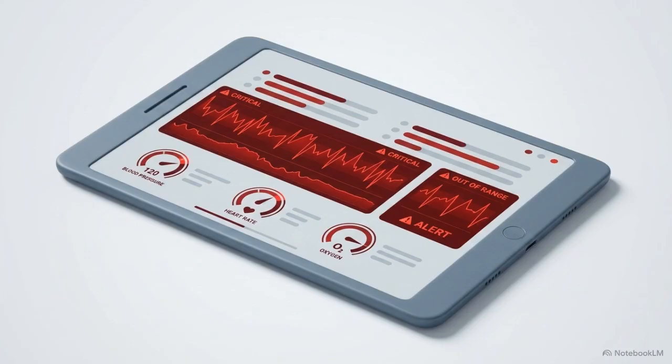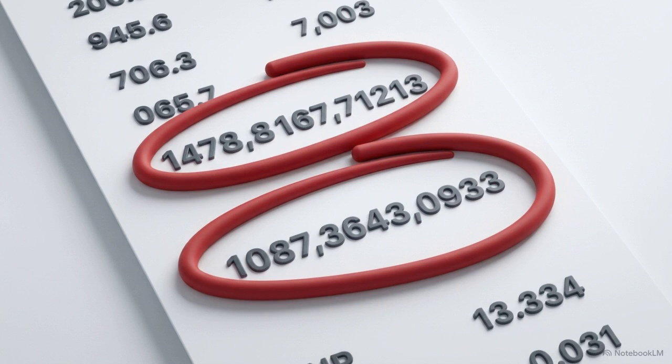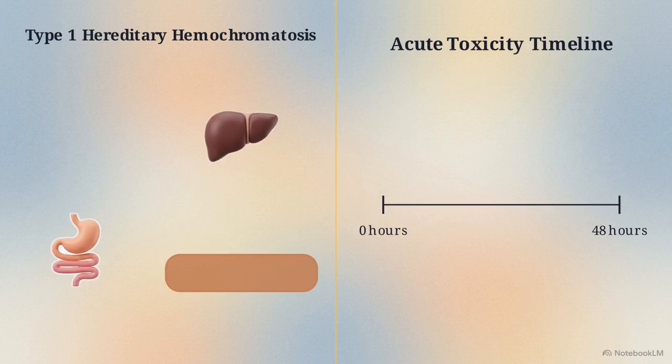Moving to the opposite extreme, the laboratory identifies refractory homeostatic dysregulation when a patient's transferrin saturation permanently exceeds 45%, paired with ferritin concentrations climbing past 1,000 micrograms per liter. This split screen compares two distinct mechanisms of extreme iron accumulation.